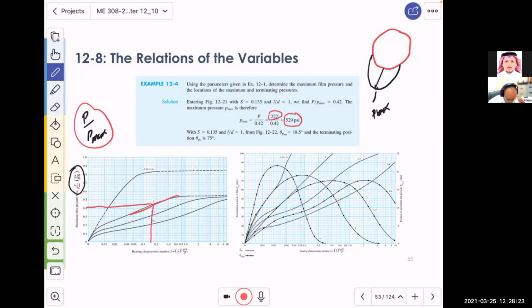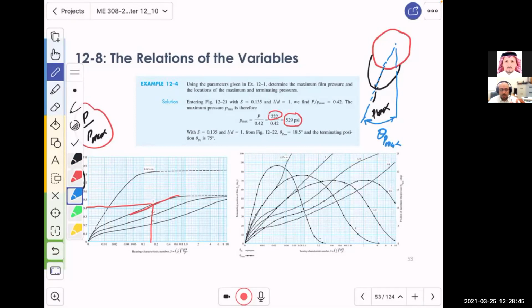The first one is the angle at which this pressure is going to be obtained, or it's going to occur. This is theta P max. And remember, Shabab, this is very interesting information. And for an engineer, these details are very crucial.